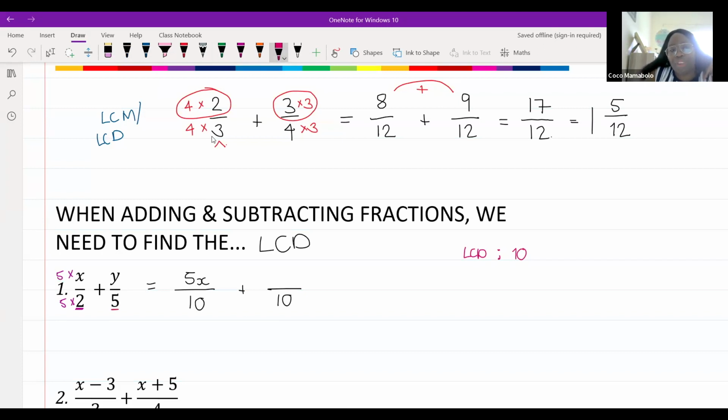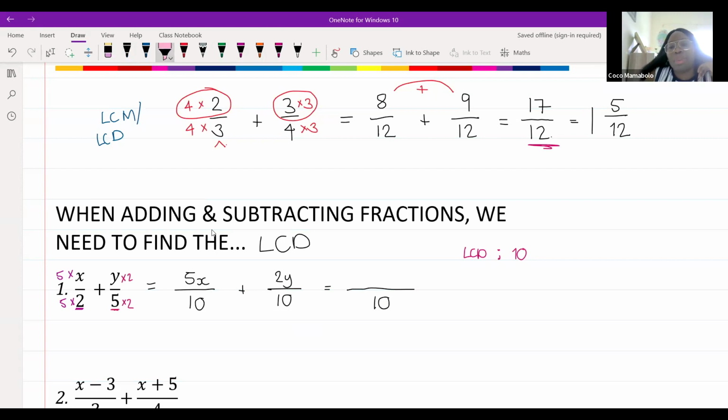Now we need to go to 5. What did we do to 5 to make it 10? We times that by 2. Whatever we do at the bottom, we also do to the top. Now I've got y times 2. That's going to give me 2y. Good. Now, both of these things have the same denominator, so I'm just going to write them underneath one denominator, the same way we did it over here. I'm going to put it like that over 10.